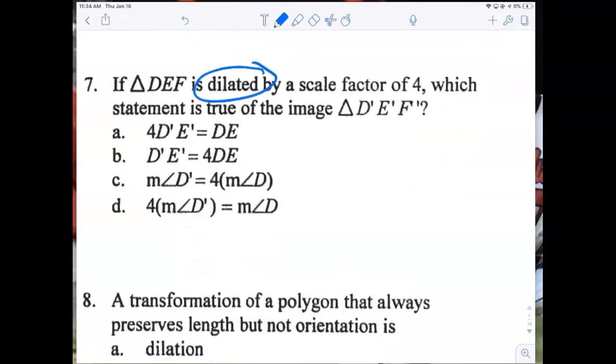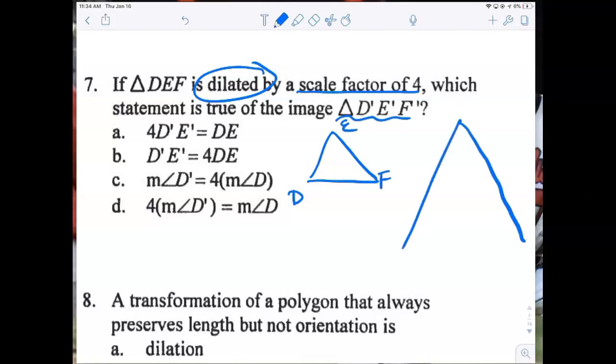So we have a dilation here by a scale factor of 4. So anytime you don't have a picture, I would take a second to draw one. D, E, F. And then it's saying the image is being dilated by a scale factor of 4. So I'm just going to do a little sketch here, a little bit bigger. D prime, E prime, F prime.